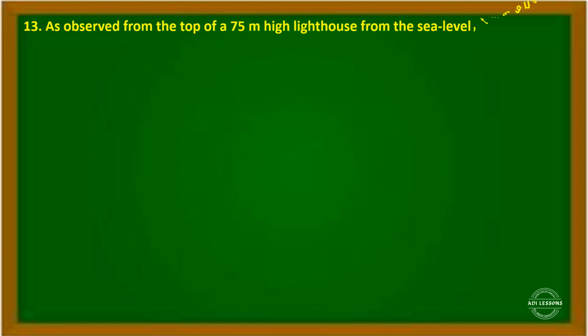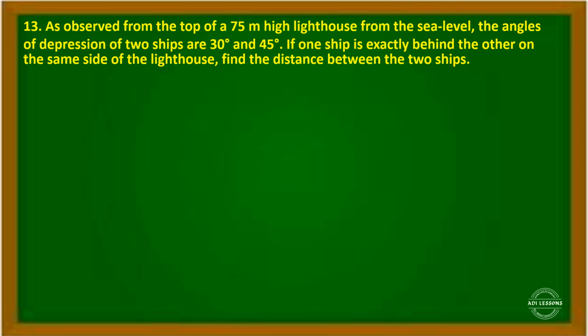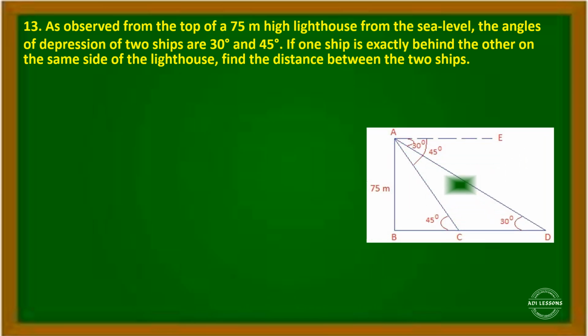The 10th sum. As observed from the top of a 75 meters high lighthouse from the sea level, the angle of depression of two ships are 30 degrees and 45 degrees. If one ship is exactly behind the other on the same side of the lighthouse, find the distance between the two ships. Yes, this is the required figure.